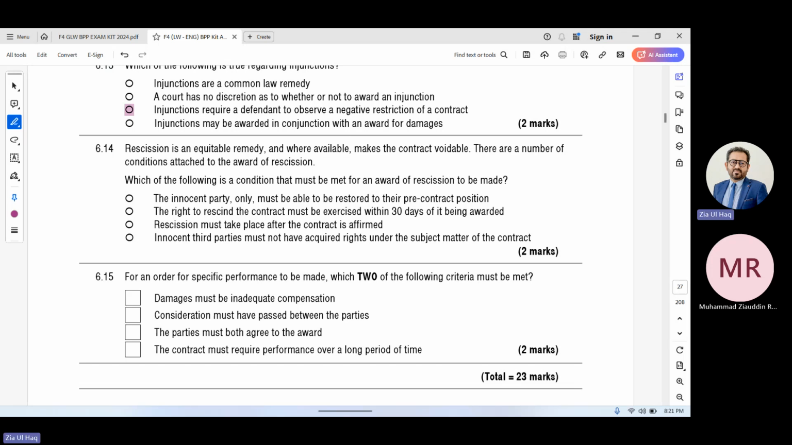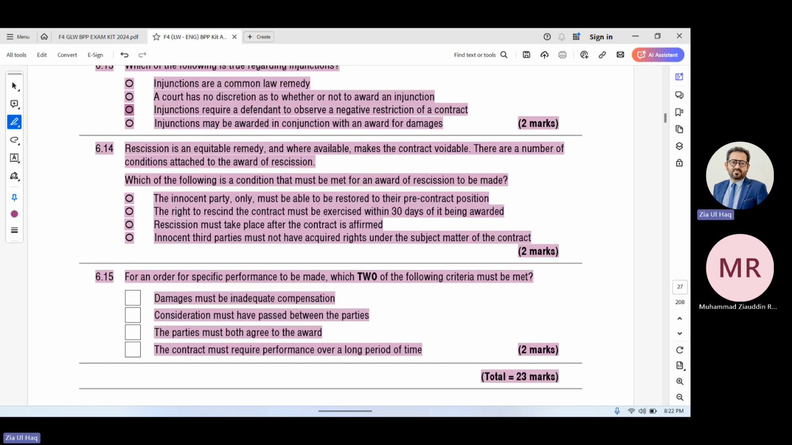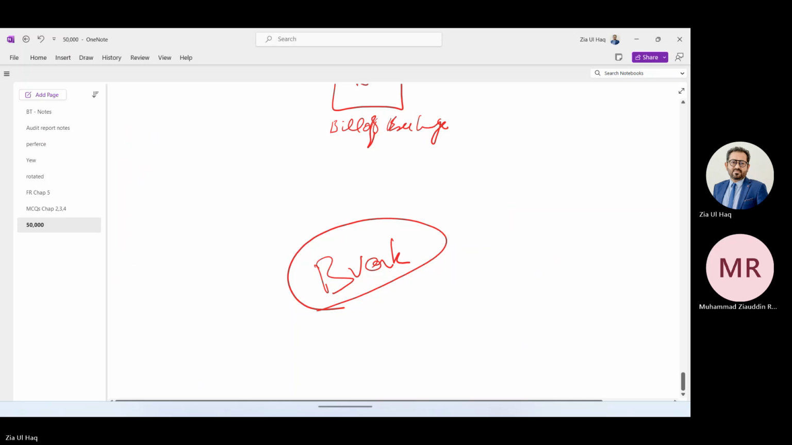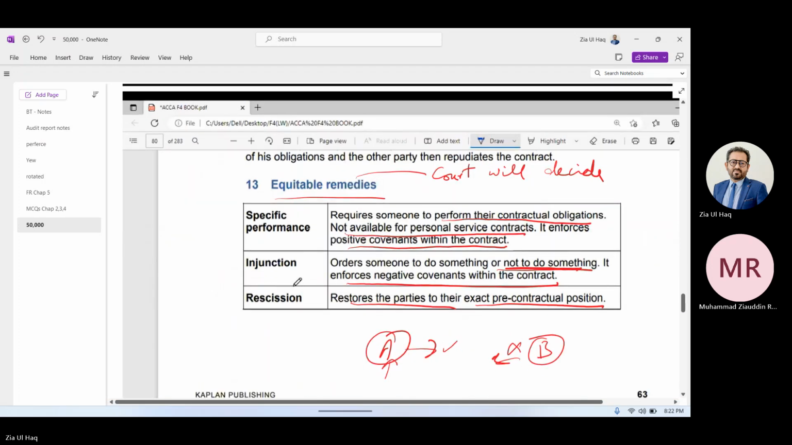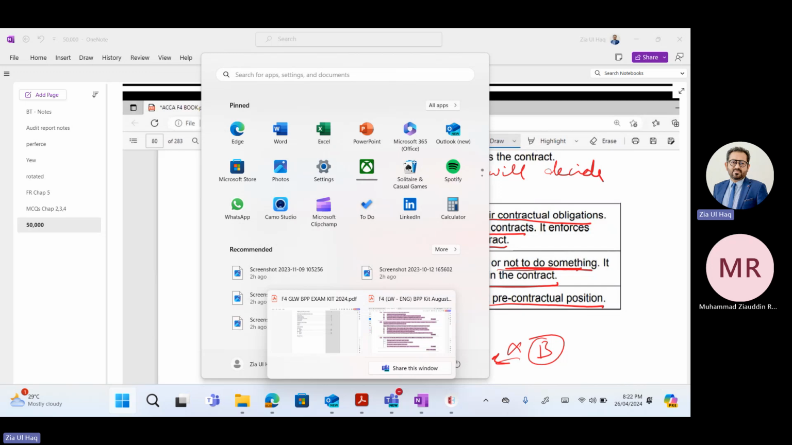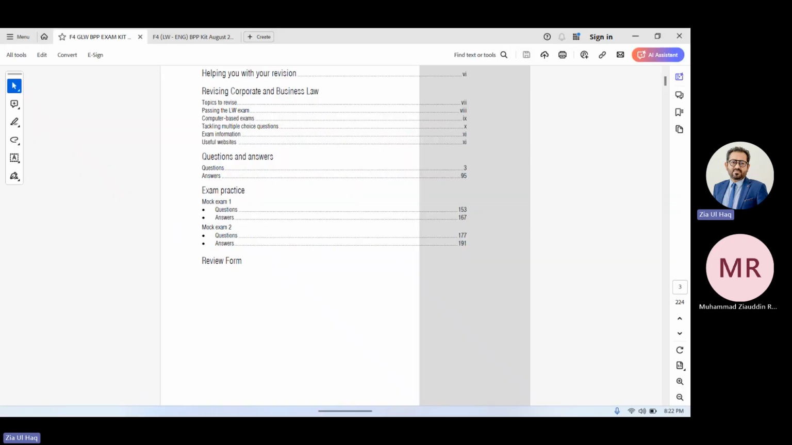The right to rescind the contract must be exercised within 30 days of being awarded. Rescission must take place after the contract is affirmed. Innocent third party must not have acquired rights under the subject matter of the contract. What was rescission? Restore the parties to their exact pre-contractual position.